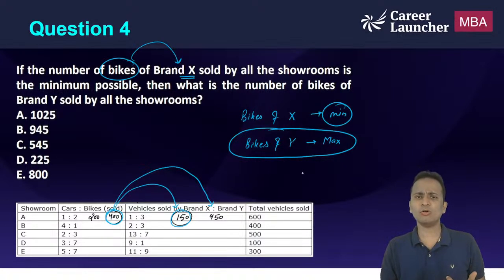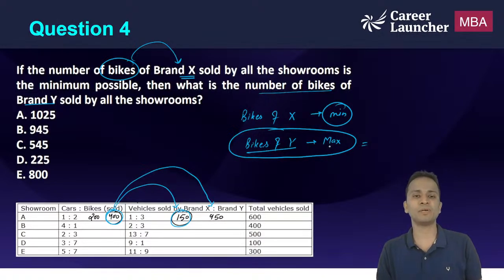Okay. Now if I'll maximize this, let's see what do we have to calculate. We have to calculate the number of bikes of brand Y. मुझे number of bikes of brand Y ही calculate करना है. ठीक है? So if I'll keep on maximizing this particular thing, I will get my answer.